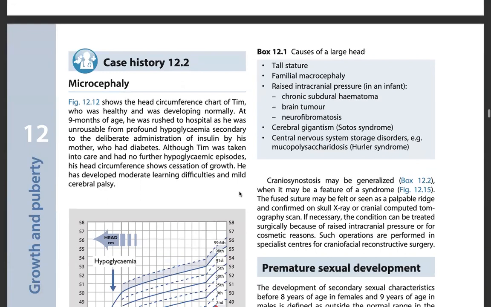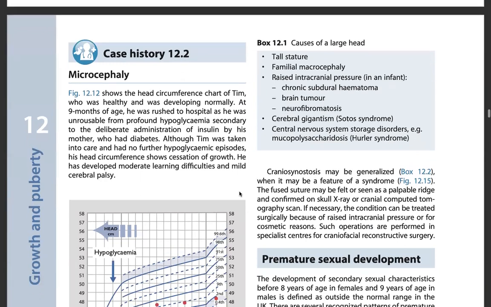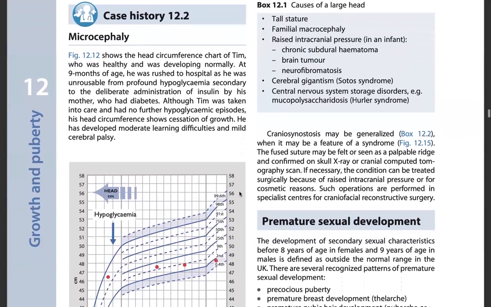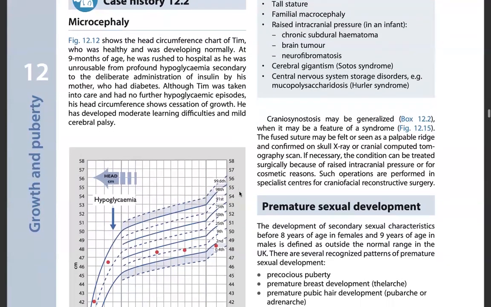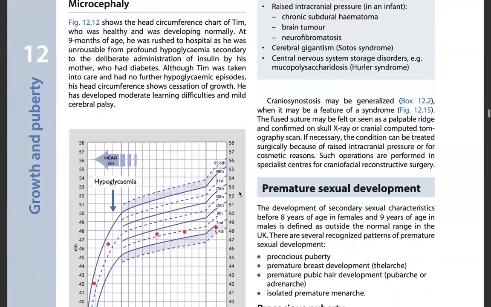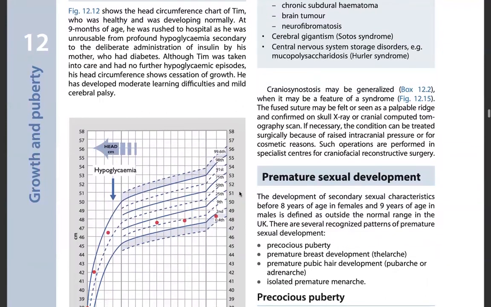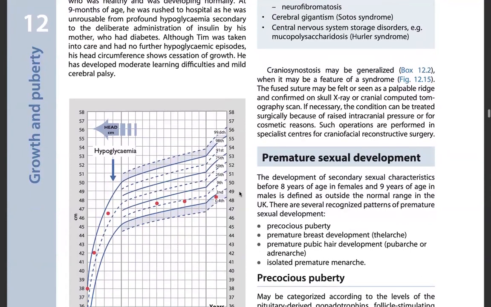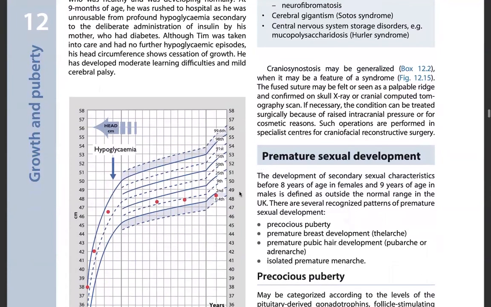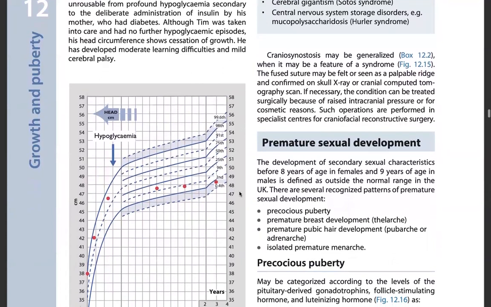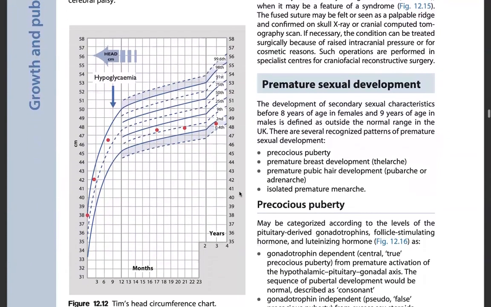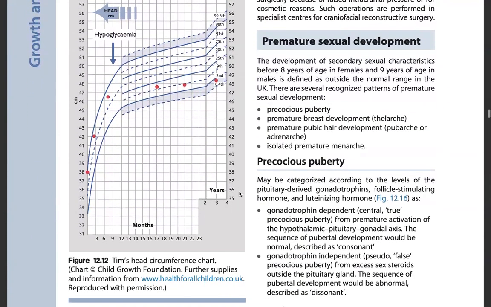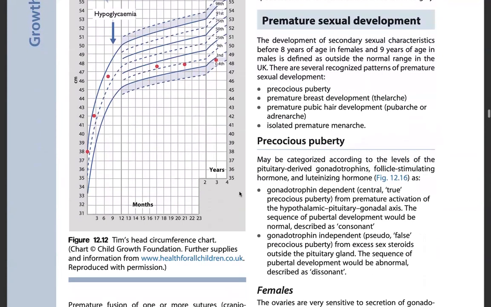Now, a case history in microcephaly. The figure shows the head circumference chart of Tim, who was healthy and developing normally. At 9 months of age, he was rushed to hospital. He was unrousable from profound hypoglycemia, secondary to a deliberate administration of insulin by his mother, who had diabetes. Although Tim was taken into care and had no further hypoglycemic episodes, his head circumference shows cessation of growth. He had developed moderate learning difficulty and mild cerebral palsy. This is Tim's head circumference chart.